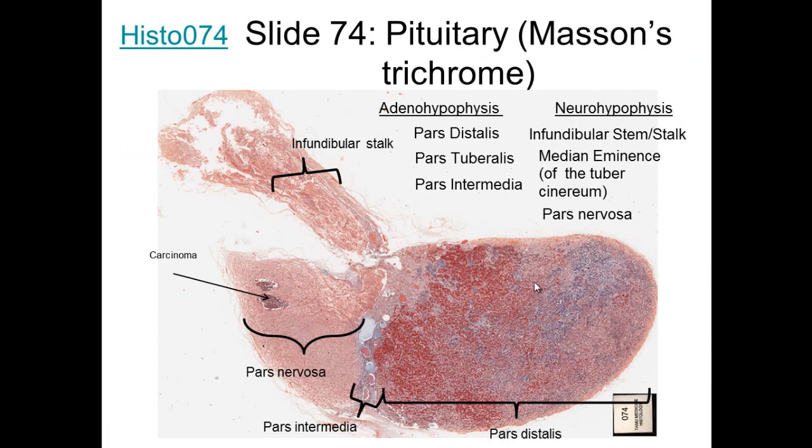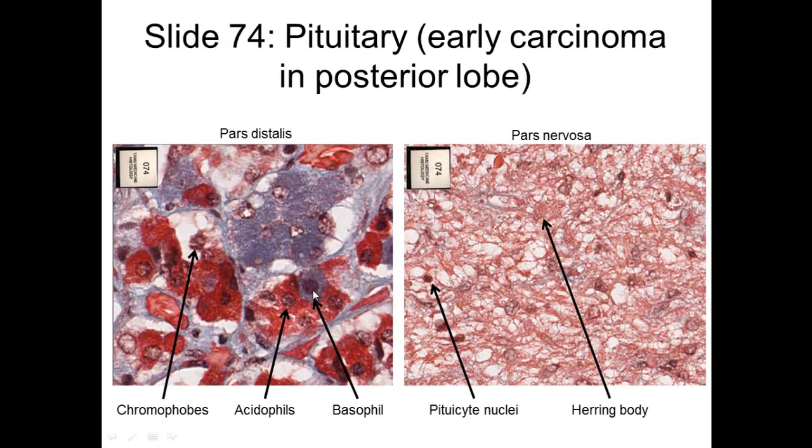On this particular specimen, we see the pars distalis out through here, the pars nervosa, infundibulum stalk, the pars tuberalis. So the glandular hypophysis is pars distalis, tuberalis, and intermedia. And the neural hypophysis, infundibulum stalk, median eminence, and the pars nervosa. This particular patient had a carcinoma located in the pars nervosa.